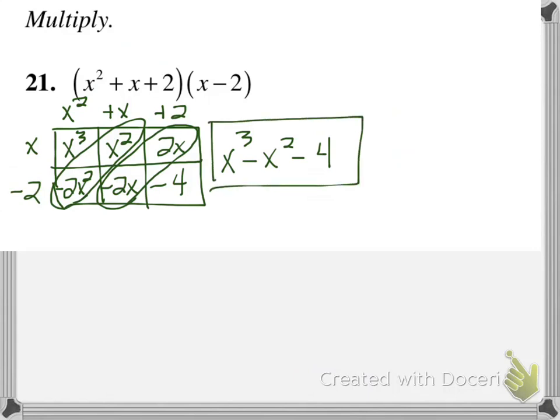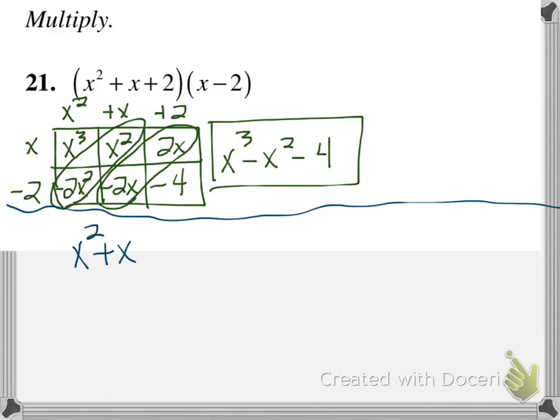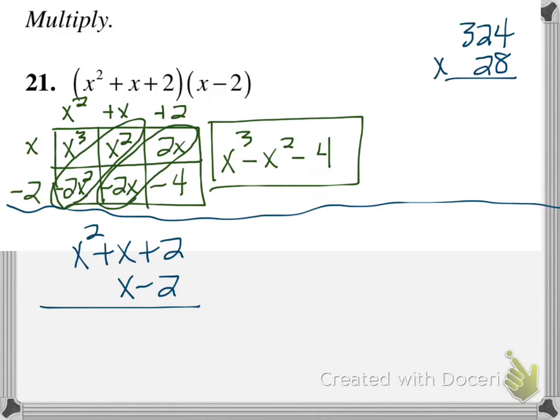So that's one way. Another way that you could solve this problem is actually to treat it like a 3-digit times a 2-digit. And what I mean by that is just stack it. So if we have x squared plus x plus 2 times x minus 2. So this is similar to if you had, let's say, 324 times 28. So this is the process that we would use for that.